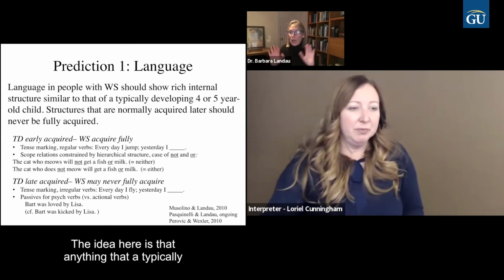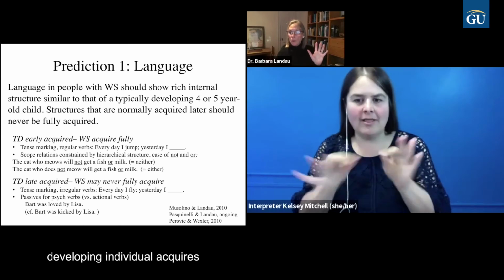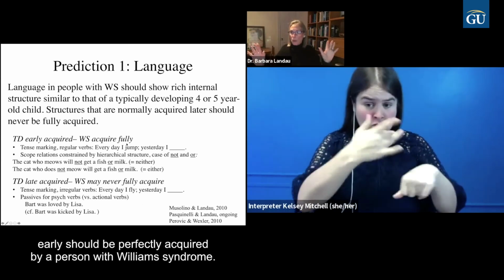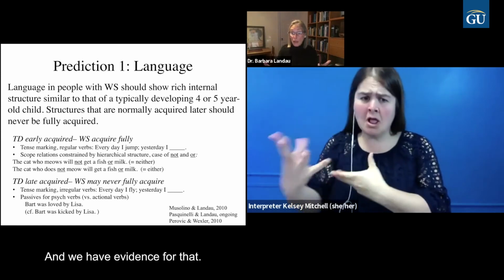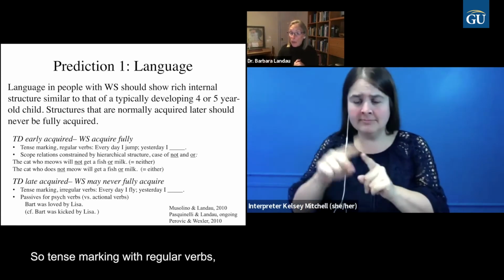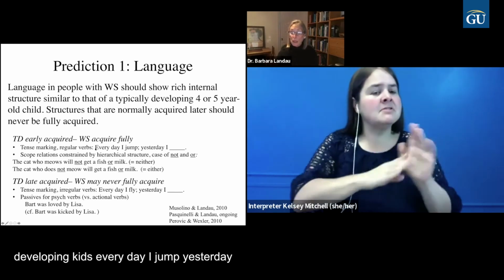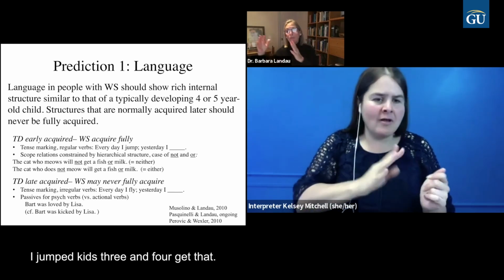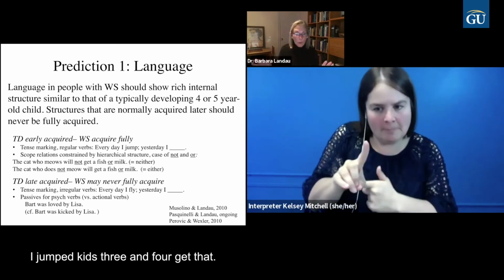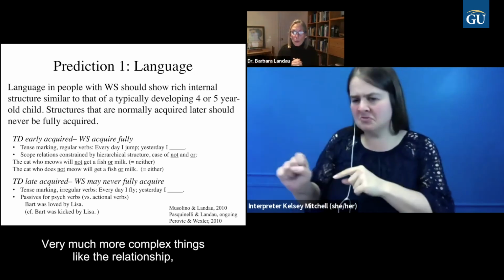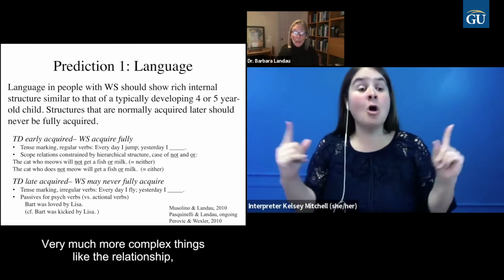The idea here is that anything that a typically developing individual acquires early should be perfectly acquired by a person with Williams syndrome. And we have evidence for that. So tense marking with regular verbs, which is acquired by 3 or 4 with typically developing kids. Every day I jump, yesterday I jumped. Kids 3 and 4 get that. And so do people with Williams syndrome.